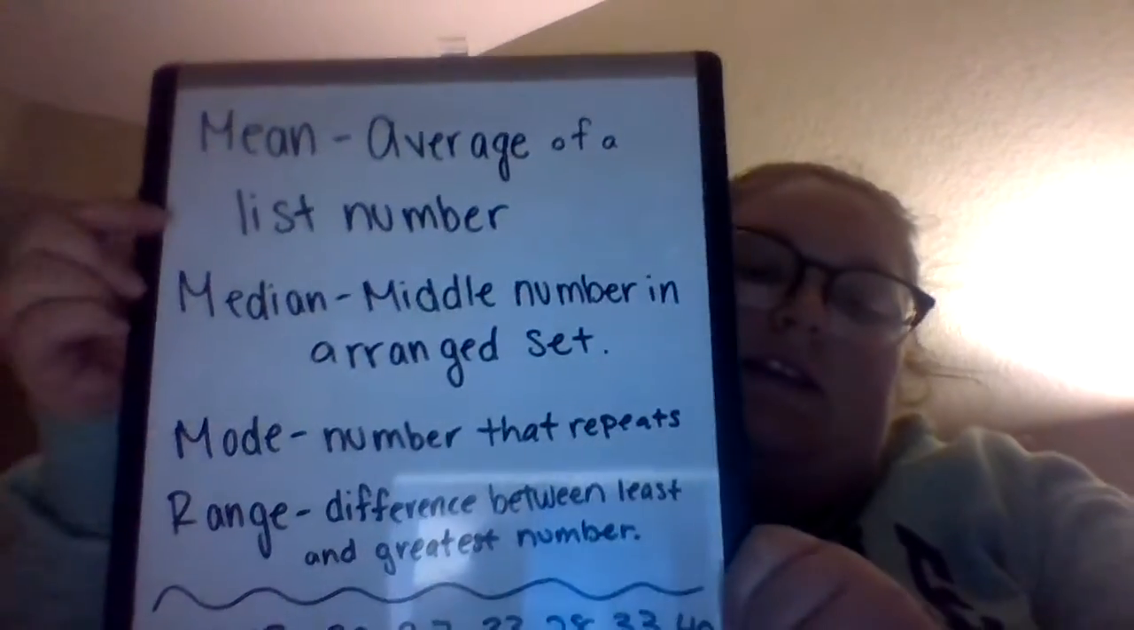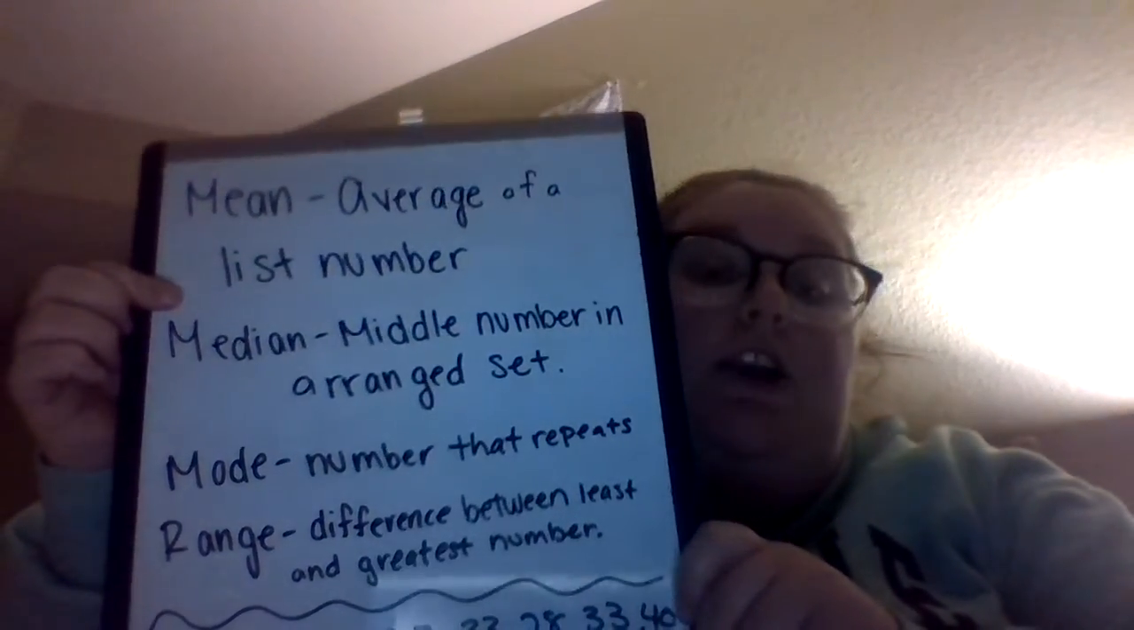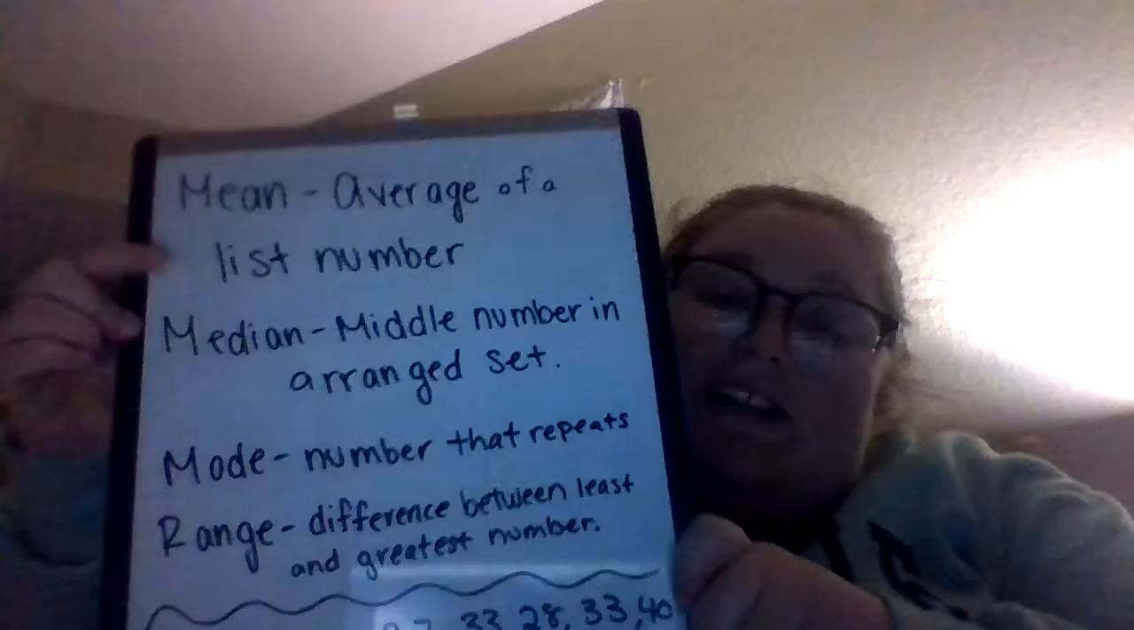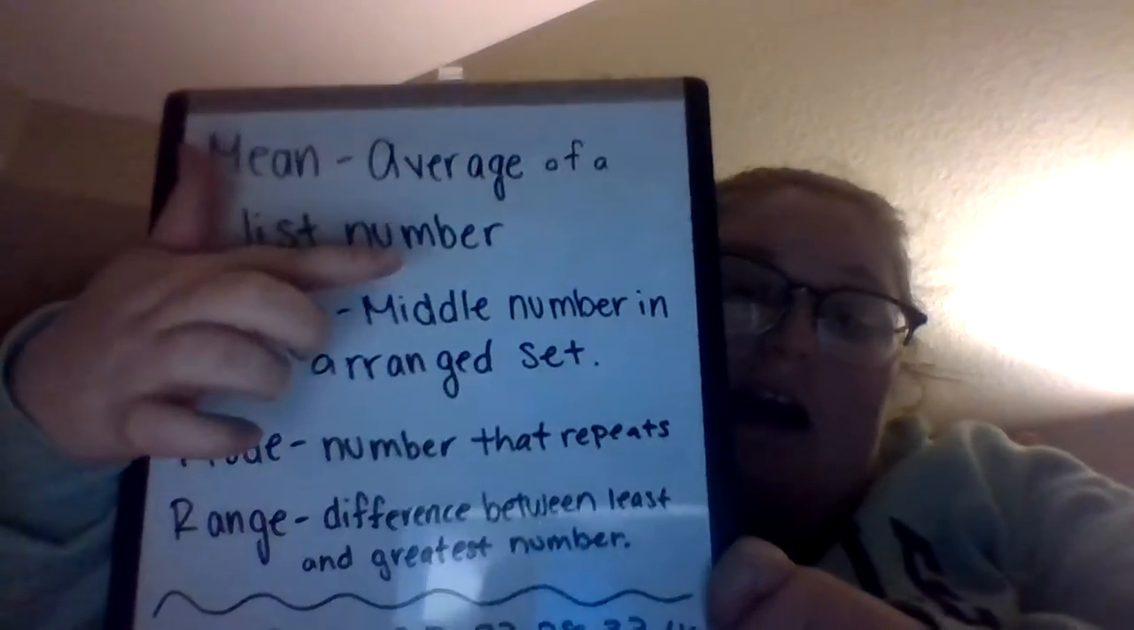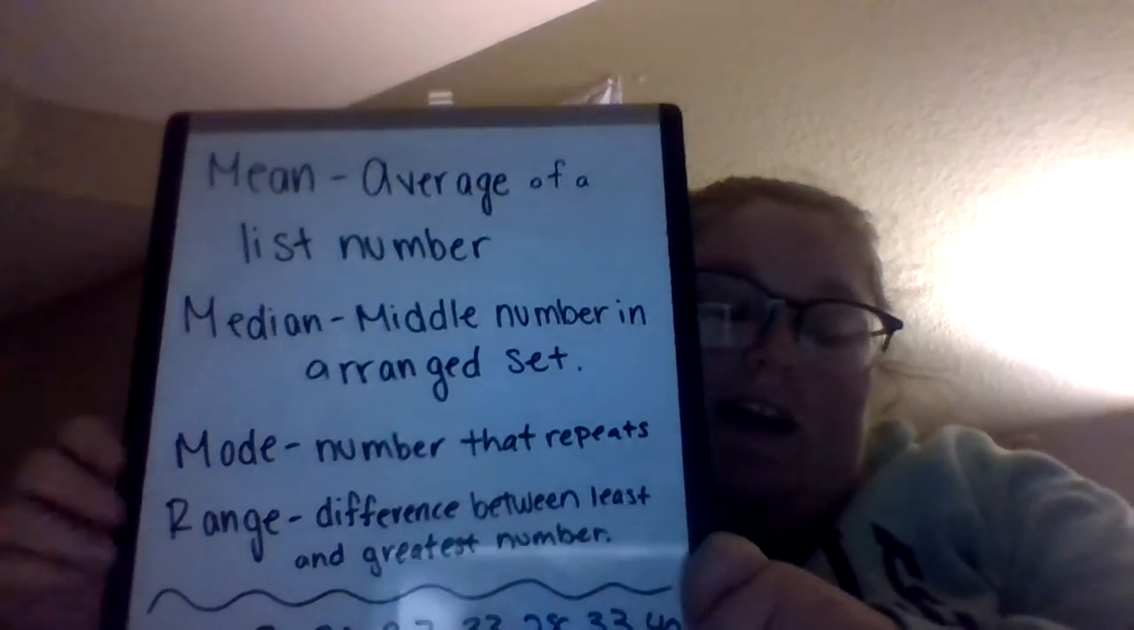So we're going to jump right into it. Today, we are learning about mean, median, mode, and range. So some definitions for you. Mean is the average number of a number list. So this is what we found last week. We found the average. Mean and average are the same thing.